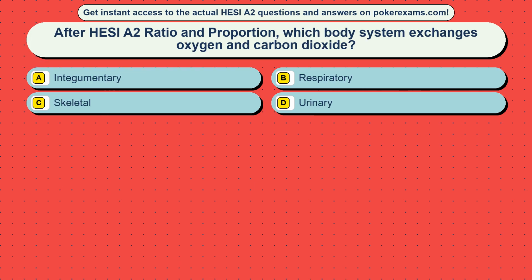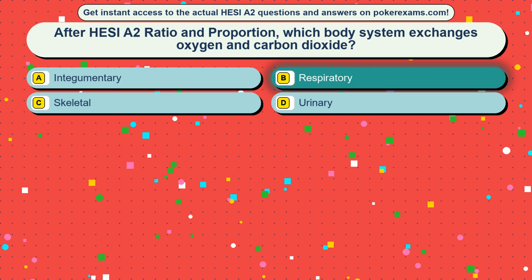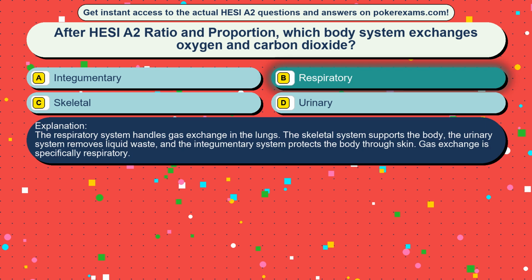Question 16. After HESI A2 ratio and proportion, which body system exchanges oxygen and carbon dioxide? Option A. Integumentary. Option B. Respiratory. Option C. Skeletal. Option D. Urinary. The correct answer is option B. Respiratory. The respiratory system handles gas exchange in the lungs.